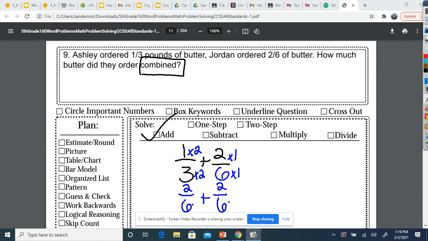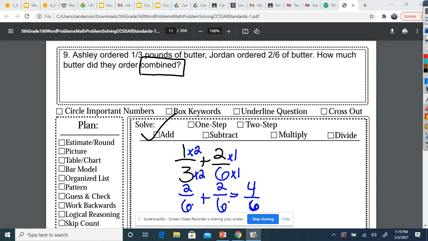So now I can add these up. 2/6 plus 2/6 equals 4/6. Remember, you're not adding the denominators together, they just stay the same. So 4/6. So before you move on or select your answer, this needs to be simplified.